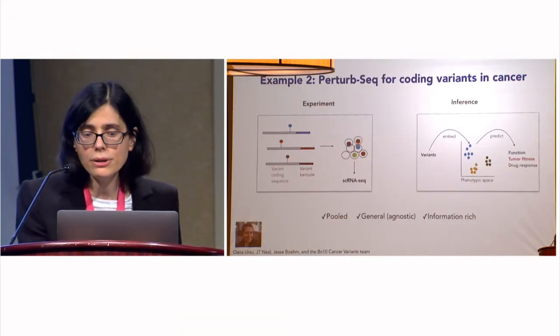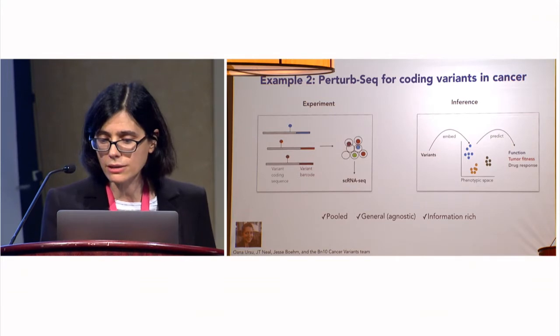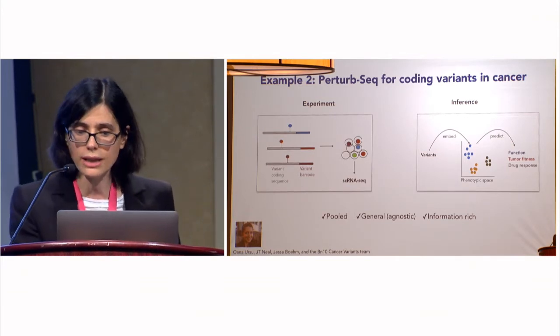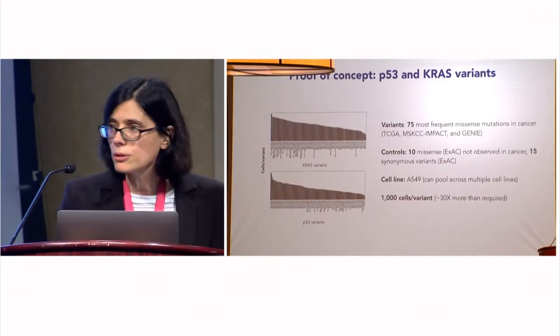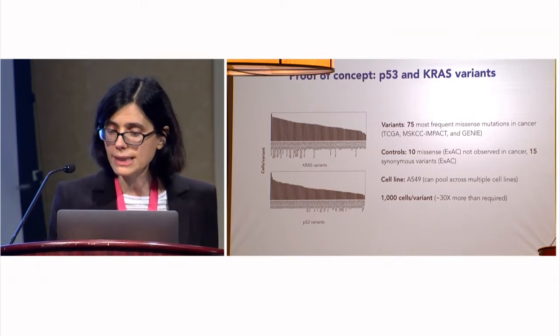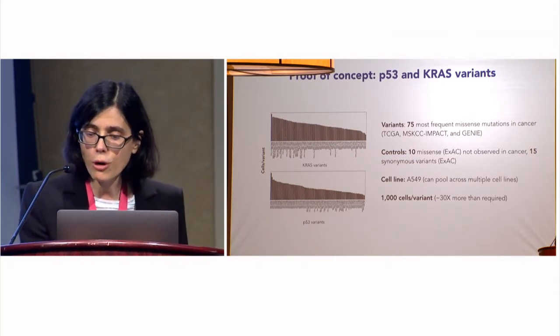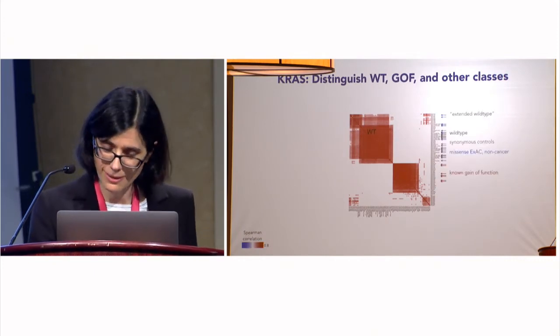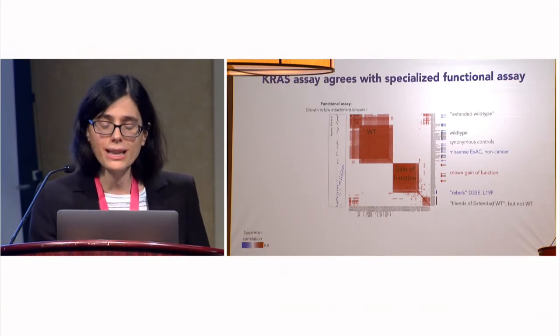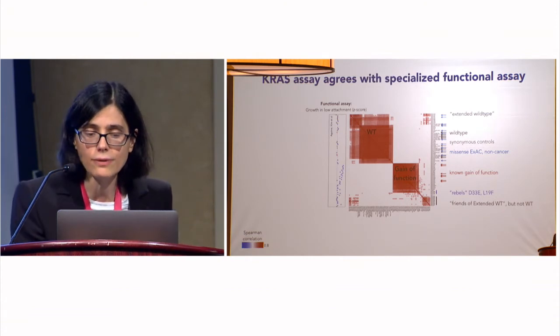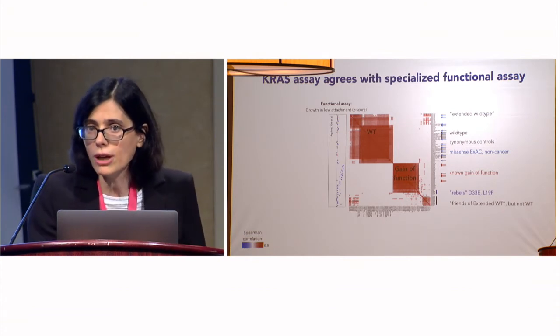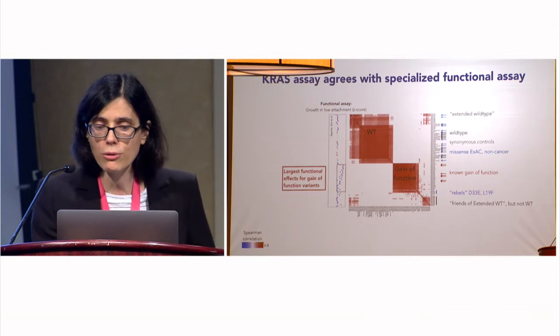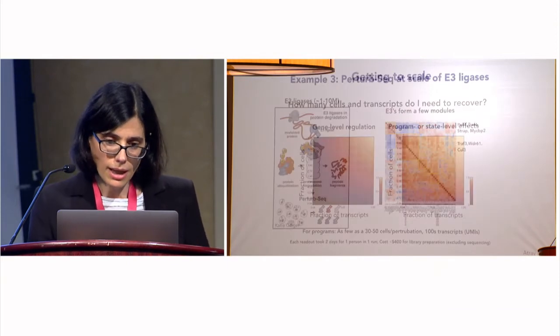In the second example, we can do it also with coding variants that are not loss of function, which I'm illustrating with cancer. In this case, we assayed by Perturb-seq a pool of barcoded variants in KRAS and P53, along with common missense variants from ExAC. I'm not going to show you how we did it, because time is shorter than planned, but I will tell you that it works really well to classify wild-type, gain of function, and new variants into existing categories for both KRAS and for P53. I'm going to skip this.